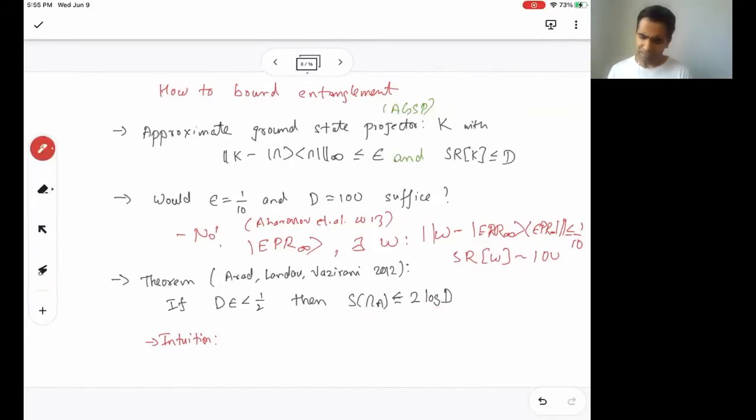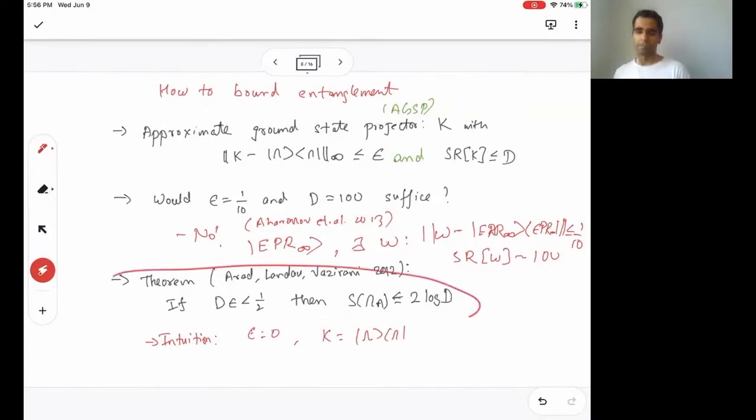To give an intuition, if we choose epsilon to be 0, for example, then K would be equal to the ground state, and of course the entropy would be log D. But also when epsilon is not 0 but a little bit above, like 1 over 2D, some very small number, then something can be said as well. So that's roughly how it works: the standard tool is to use this theorem and try to prove bounds on the entropy. I hope this was not too fast, and I'm happy to answer any questions about this.